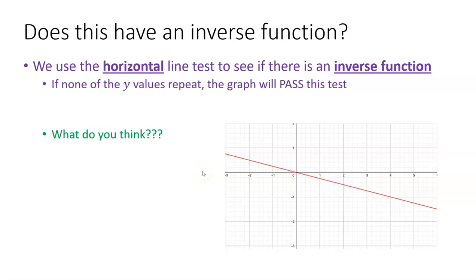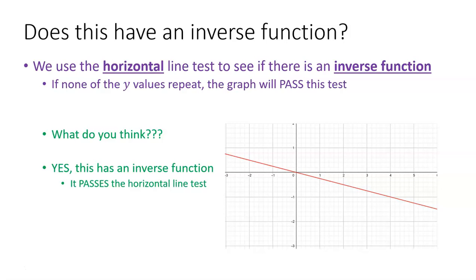What do you think about this graph? Does it have an inverse function? It absolutely is a function in itself. It passes the vertical line test. Does it pass the horizontal line test? In other words, is there anywhere a horizontal line would pass through this graph more than once and make it fail the test?